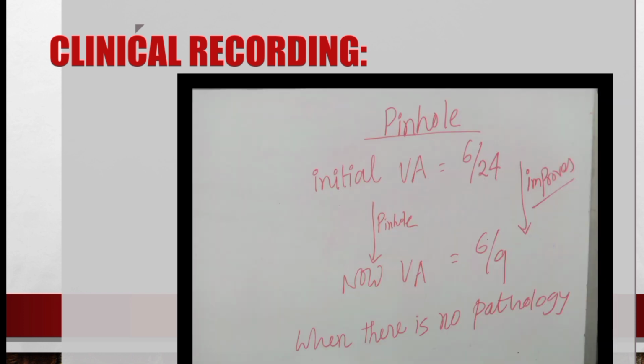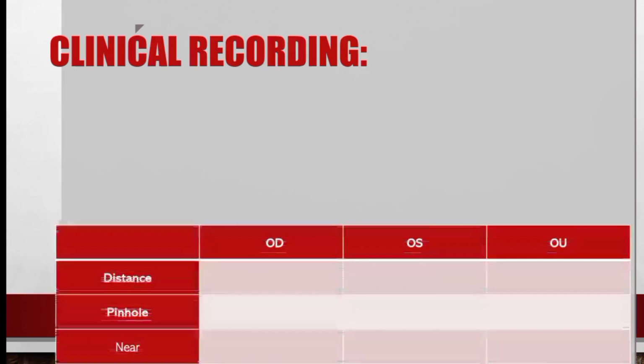This means that we need to measure visual acuity with a pinhole if initially we get subnormal visual acuity. Let's suppose 6/6 is the normal vision or normal visual acuity. If the patient's visual acuity initially is 6/12 and we put a pinhole, it usually comes to 6/6 or 6/9. So after putting a pinhole, the visual acuity usually increases if there is no ocular pathology or ocular disease. So this is the chart for how we clinically record the visual acuity.